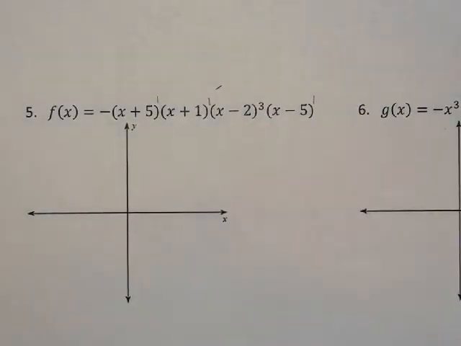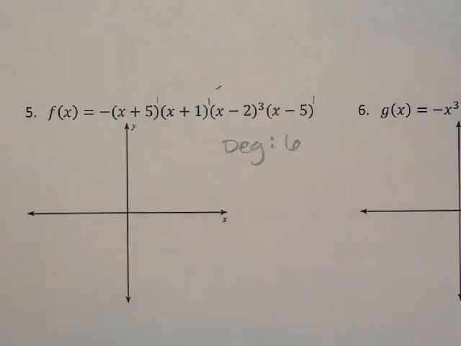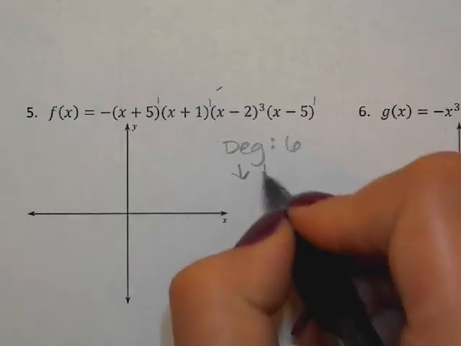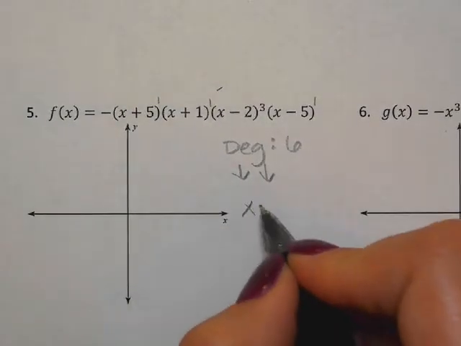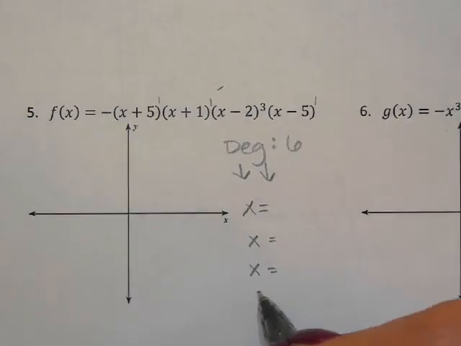So we got our ones in there. The degree is 6. Negative in the front. Down, down. How many x-intercepts do we have? 1, 2, 3, 4. Okay.